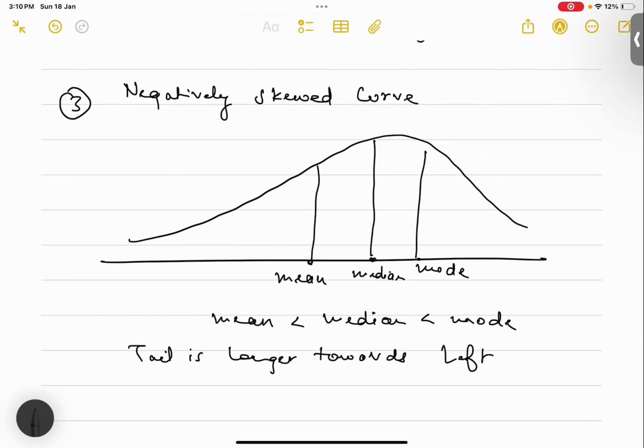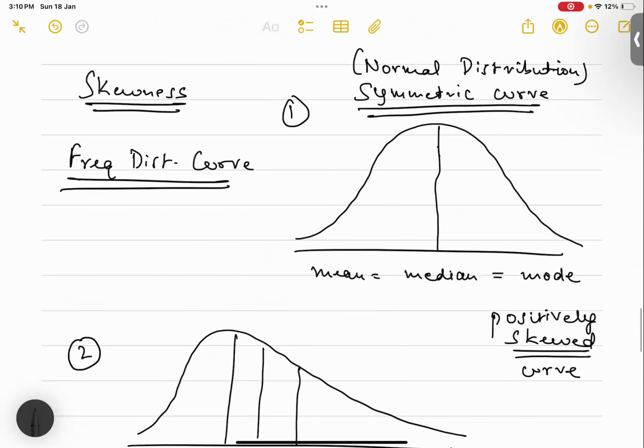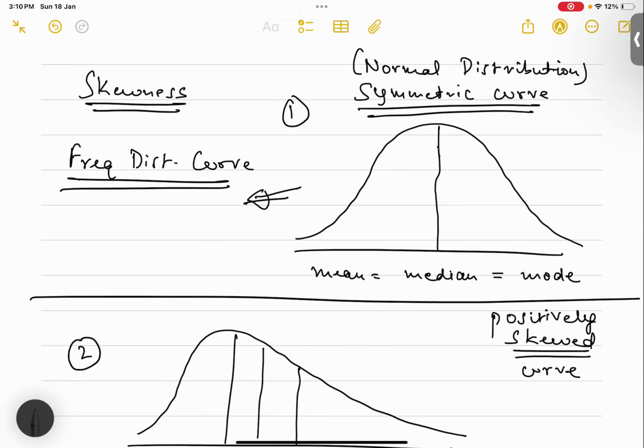I hope everybody has copied this. So again, this is not a symmetric one. Whenever the curve is symmetric, there is no skewness. So here there is no skewness, or zero skewness, because the diagram is symmetric. It follows normal distribution. It is also called a standard normal curve.